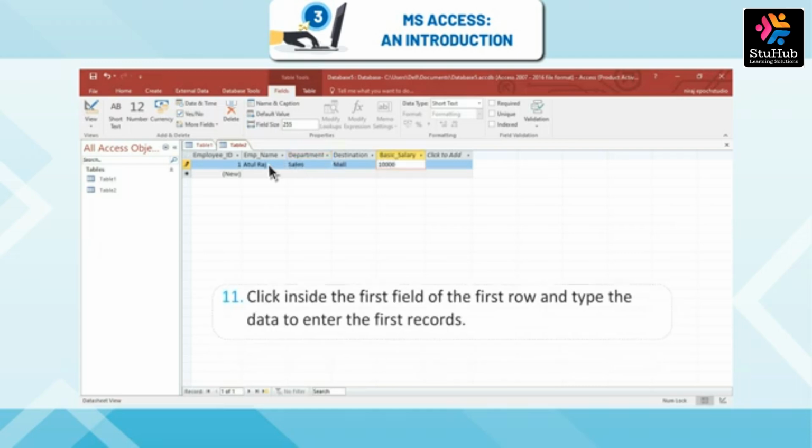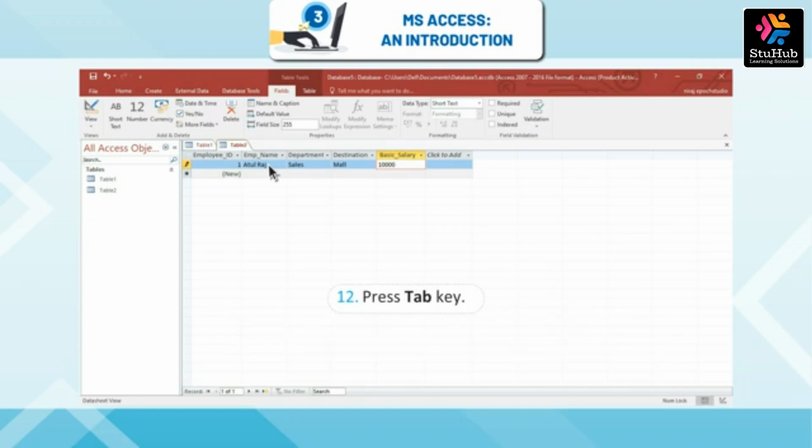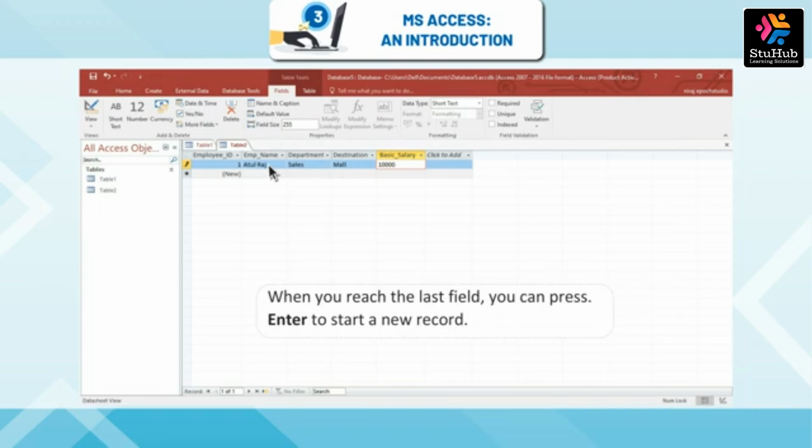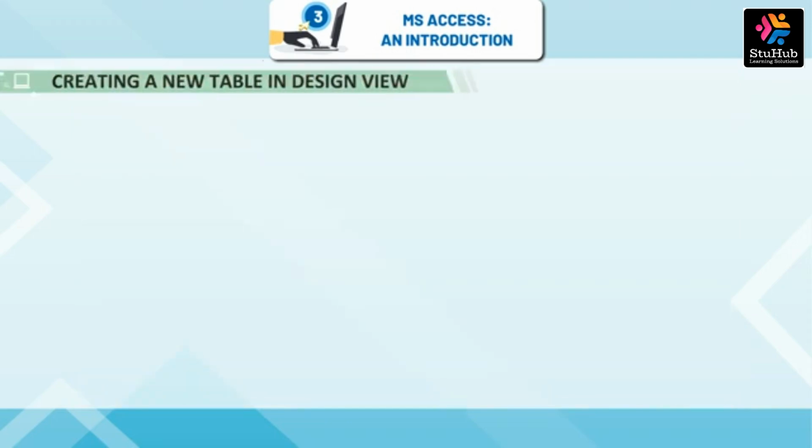Click inside the first field of the first row and type the data to enter the first record. Press the Tab key. Type the next field's data. Repeat steps 9 and 10 to complete the record. When you reach the last field, you can press Enter to start a new record.